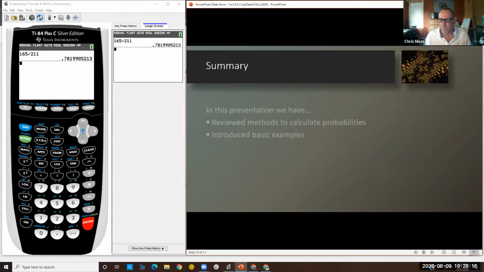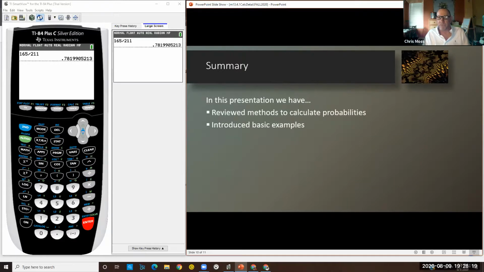So we have reviewed some methods to calculate probabilities along with their very basic definitions. And you've got a couple of examples to look at. This is a challenge. This material, what does help? Practice. Practice does help.